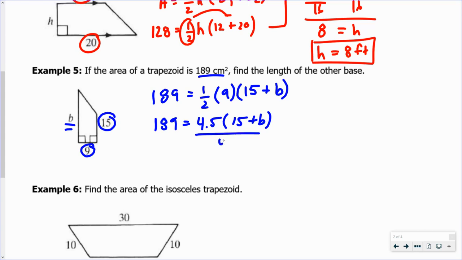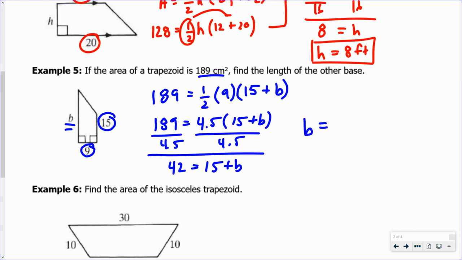What I'm going to do is divide both sides by 4.5, because 189 is divisible by 4.5. It actually equals 42. So 42 equals 15 plus b. And then to determine the base, we're just going to subtract 15 from both sides. So b is going to give us 27. And the original units were square centimeters. So this would be 27 centimeters.